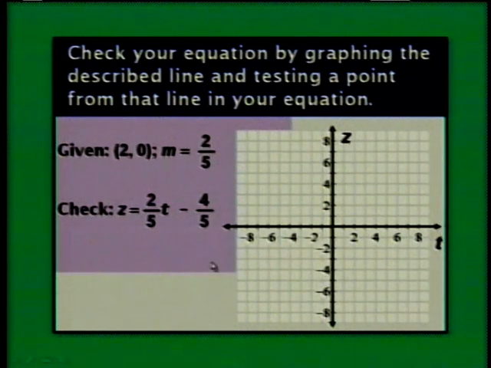Let's check. Let's go ahead and graph the line through the point 2, 0 with a slope of 2/5. 2/5 could be thought of as rise of 2 over run of 5. Rise 2, run 5. If I try to rise 2 and run 5 again, I'm off my grid. Let's think about the slope as -2 over -5. Rise -2, run -5. Rise -2, run -5. Let's get out the straight edge, which I'm doing, even though you can't see it, and let's go ahead and connect the dots.